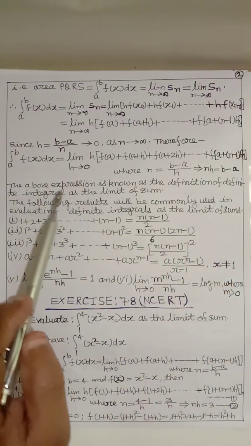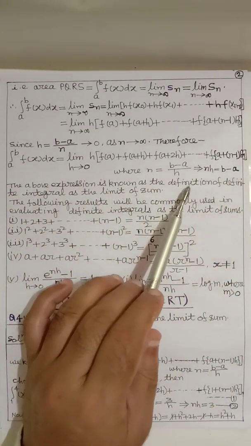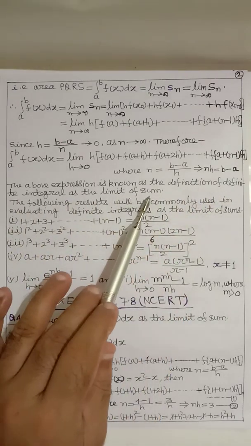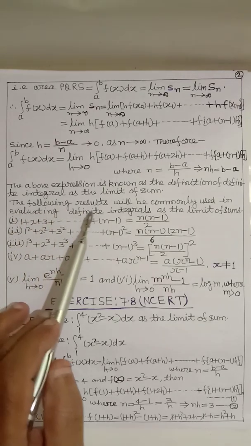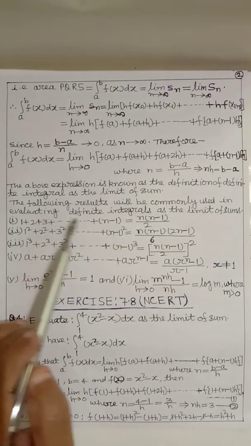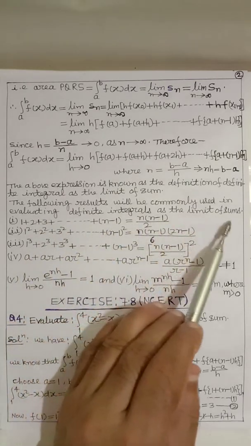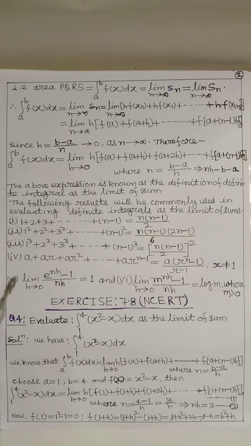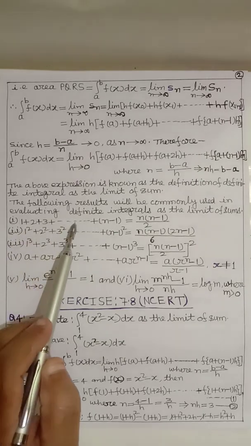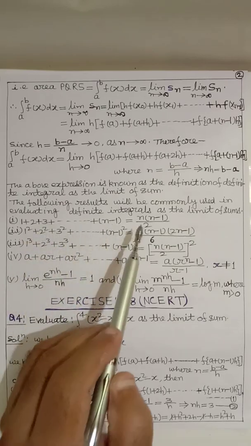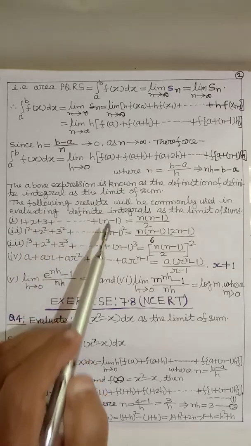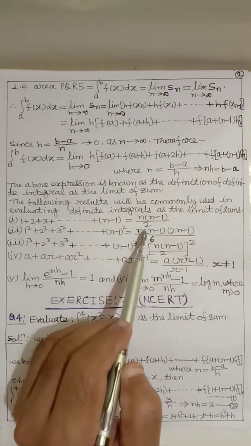Dear students, the above expression is known as the definition of definite integral as the limit of sum. The following results will be commonly used in evaluating definite integrals as the limit of sums. Here we have given first, 1 plus 2 plus 3 plus and so on plus n minus 1. We get the sum of this series as n into n minus 1 by 2.